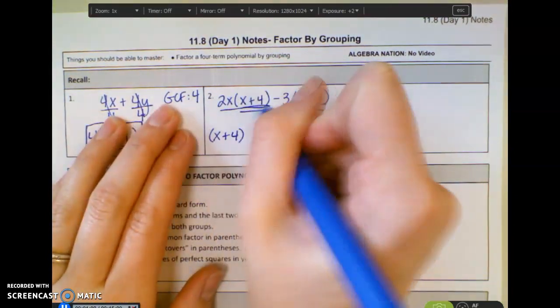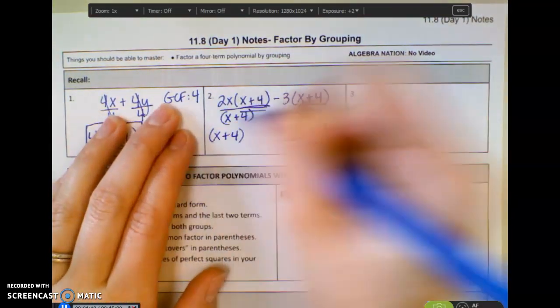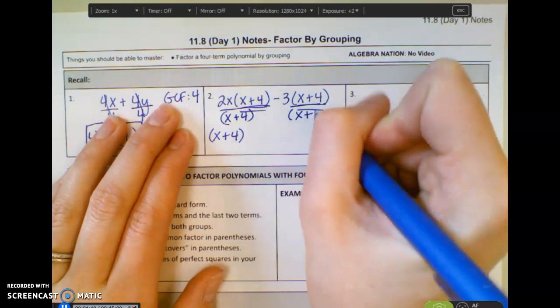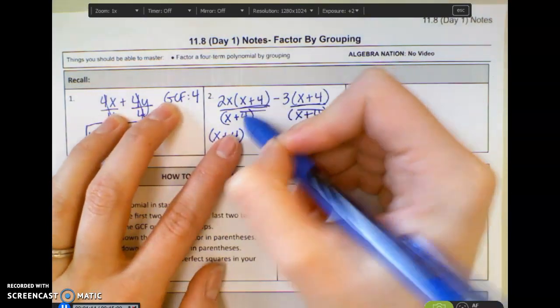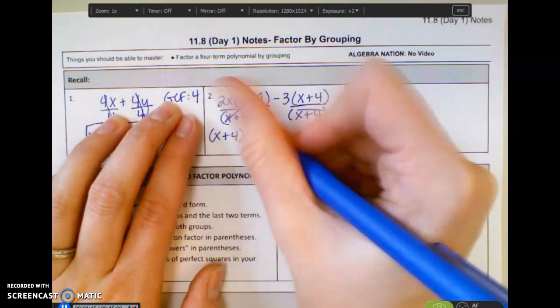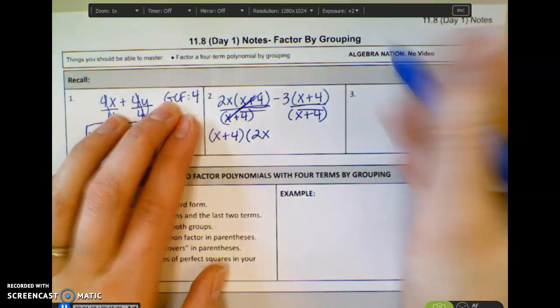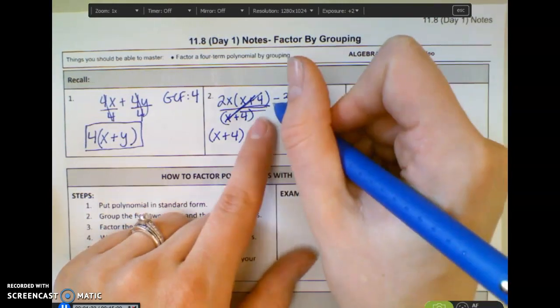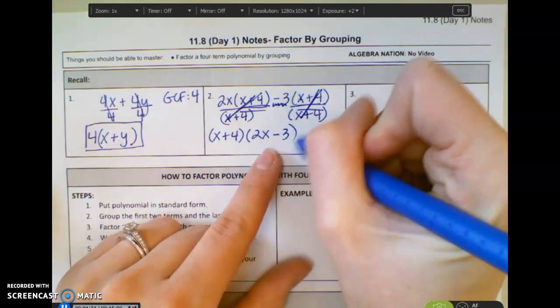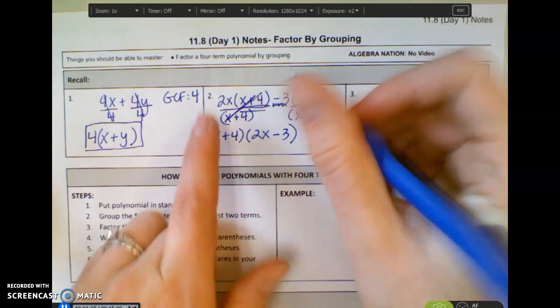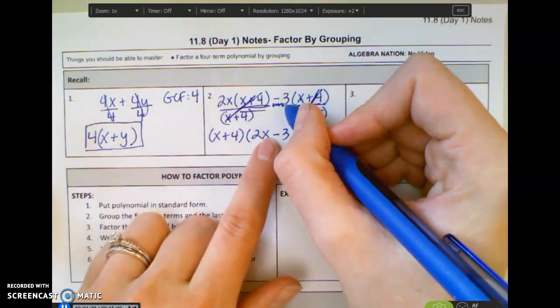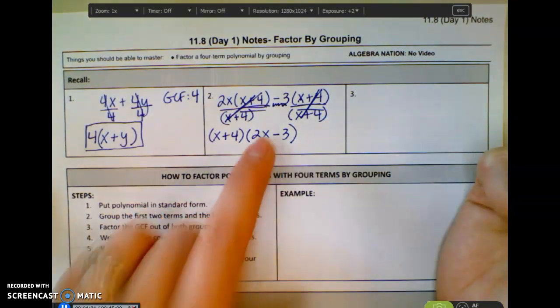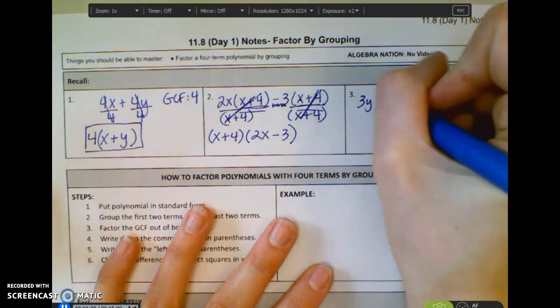Well, now we're going to divide both sides by that GCF. And what happens? X plus 4 over x plus 4 cancels, and we're left with 2x. Over here, x plus 4 over x plus 4 cancels, and we're left with negative 3. So we take out our GCF, and then we group together our leftovers. We're left with 2x minus 3. One more problem like that.